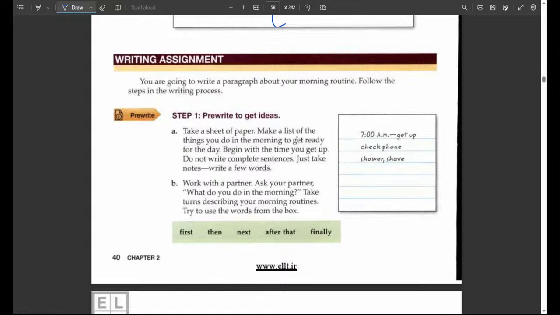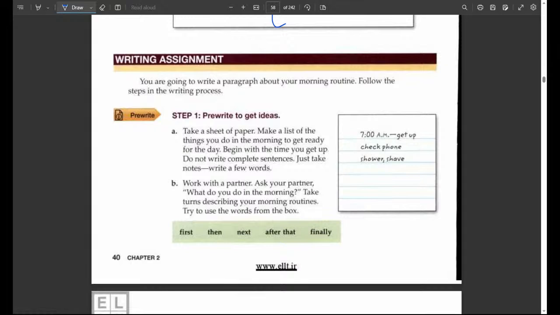Take a sheet of paper and make a list of things that you do in the morning to get ready for the day. Begin the time you get up. Do not complete sentences, just take notes, write a few words. Just write words.